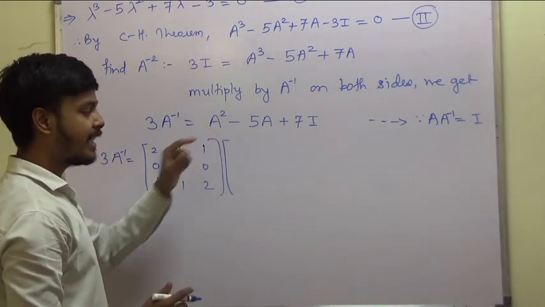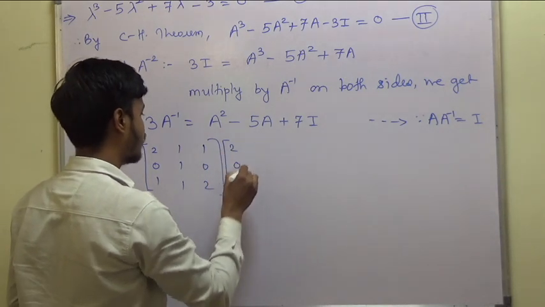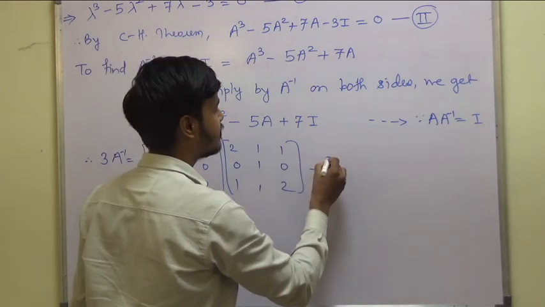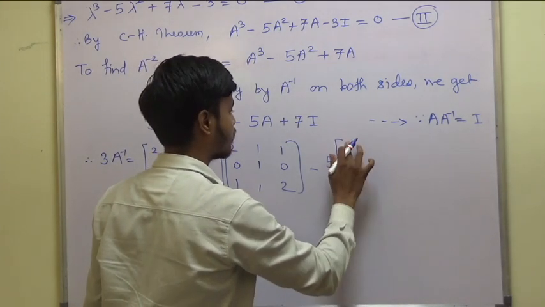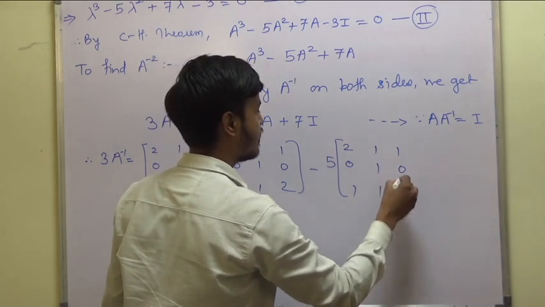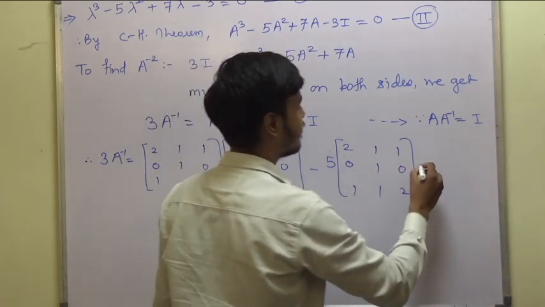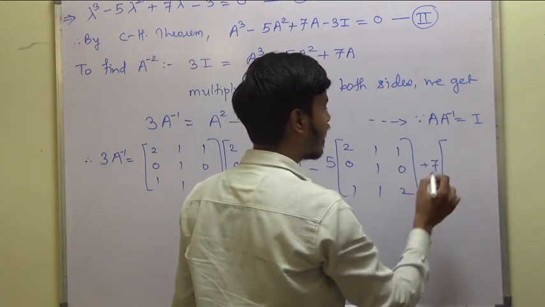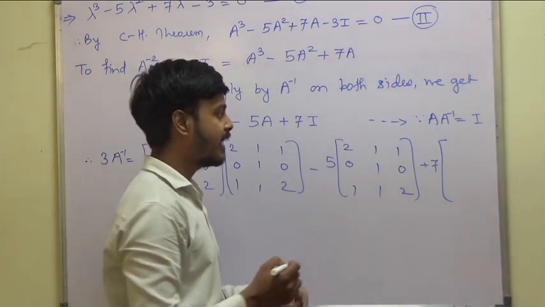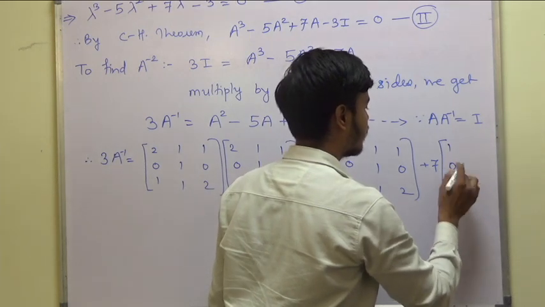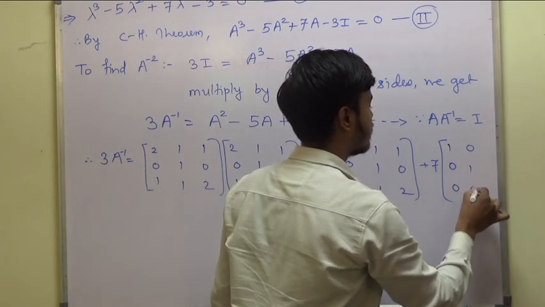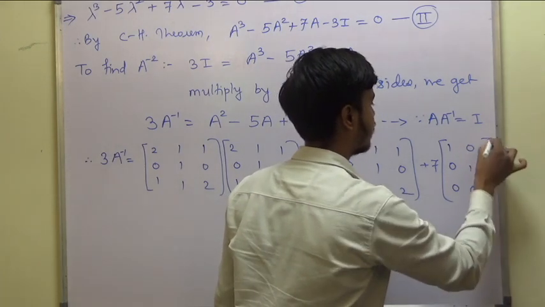writing A square as A into A. So again write 2, 0, 1, 1, 1, 1, 1, 0, 2. Okay, minus 5 times A. What is A? 2, 0, 1, 1, 1, 1, 1, 0, 2. Okay, plus 7 times I. What is I? I is an identity matrix of order 3. Why? Because A is of order 3. 1, 0, 0, 0, 1, 0, 0, 0, 1.